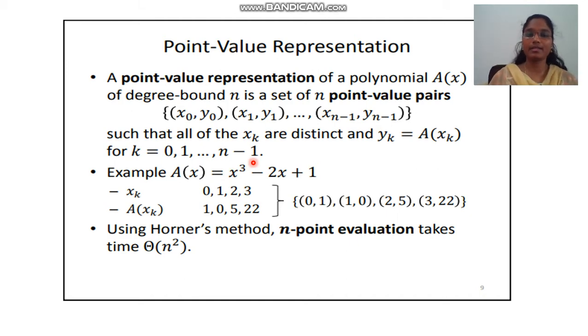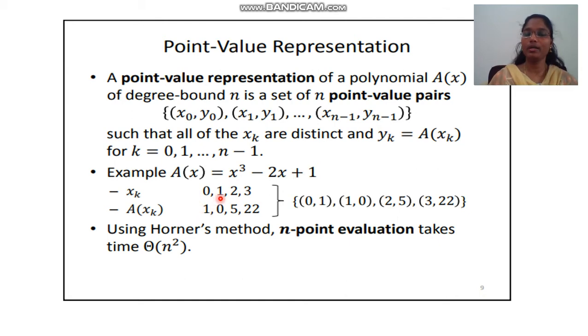If we take this example, A(x) is equal to x cube minus 2x plus 1, the highest degree of this polynomial is 3. So we can take the x values starting from 0 to the highest degree of that polynomial. Now A(xk) is the result of this polynomial after applying the values 0, 1, 2 or 3. If you apply 0, 0 cube is 0 and minus 2 into 0 is 0, plus 1. So the value will be 1.